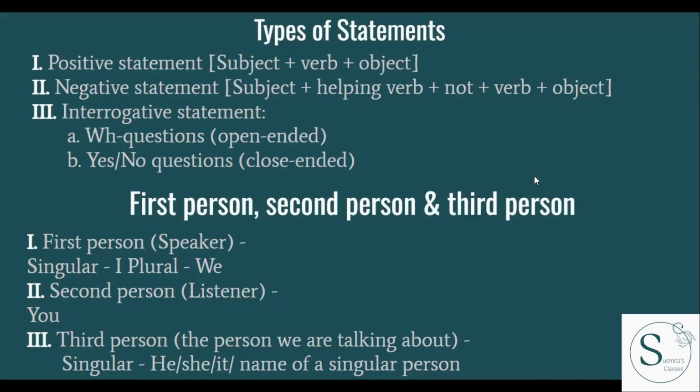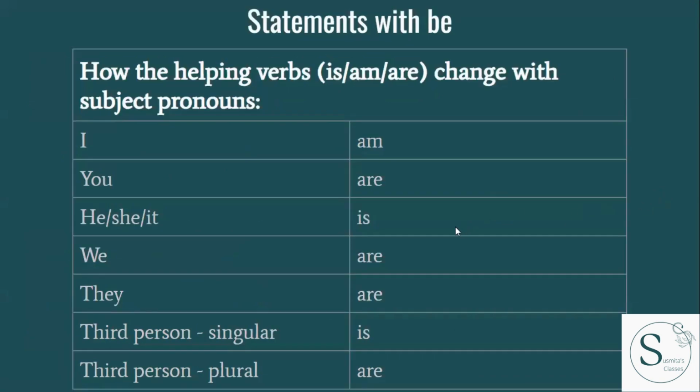Next, we have a table that you should remember, showing how the helping verbs change with our subject pronouns. These are called subject pronouns. Ahead in our book, we'll also look at object pronouns. These are the verbs that we use for be. Be is the main verb, and we change it to is, am, are according to the subject. With I, we will use am. With you, we will use are. With he, she, it, we will always use is. With we, we'll use are.